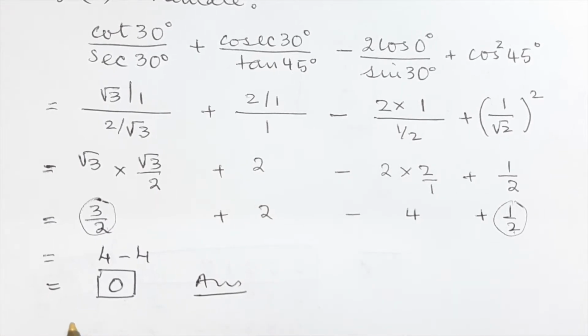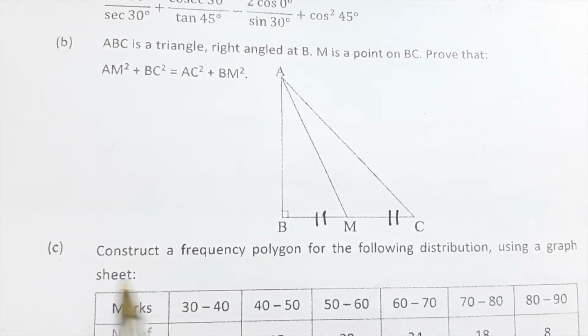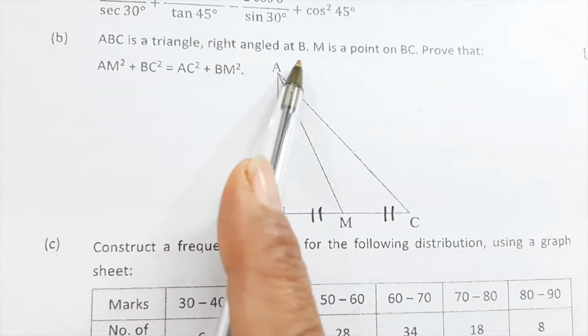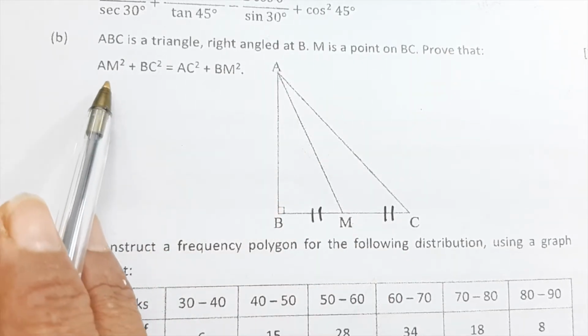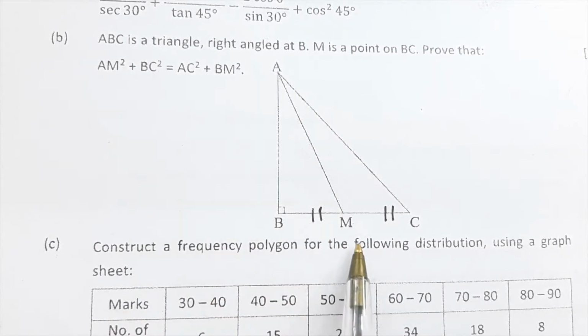Now let us come to 3b. Question 3b. Triangle ABC is right angled at B. M is the midpoint of BC, and prove that AM square plus BC square is equal to AC square plus BM square. Let us draw the diagram and then we'll start solving it.